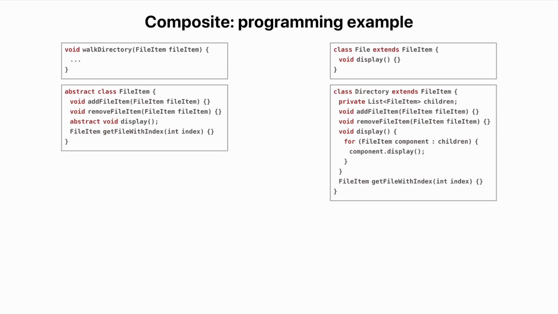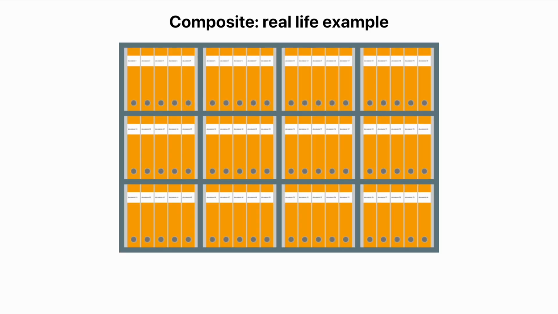For example, a file system may have folders and files. In order to walk the entire directory tree, we have to iterate recursively if a folder is found inside a folder. While walking the directory tree, we need an interface common for both file and folder. Here, we use the composite design pattern, where file system item is the component, file is the leaf, and folder is the composite.